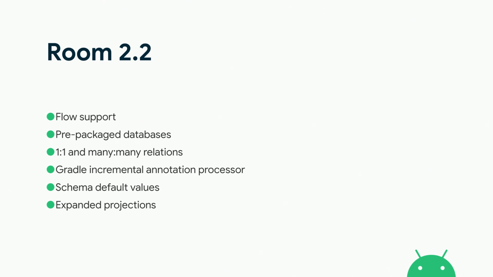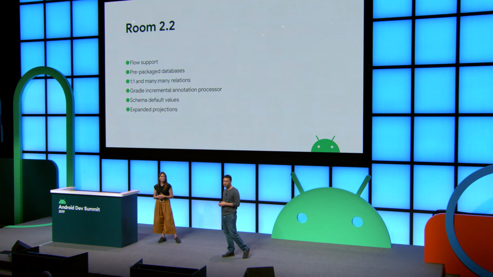We expanded relations, the annotation, to have one-to-one and many-to-many. If you still have to do some pretty complicated relations, there's always the fallback of writing your own queries. You get some sweet build speed with that incremental annotation processor. Schema default values and expanded projections are also very useful. So try it out, let us know.